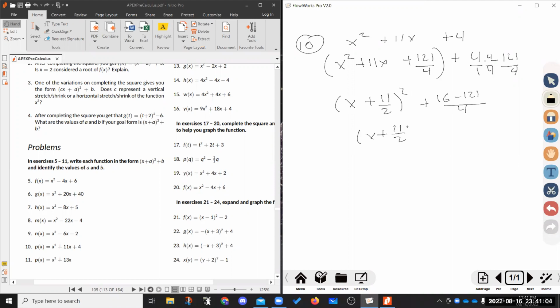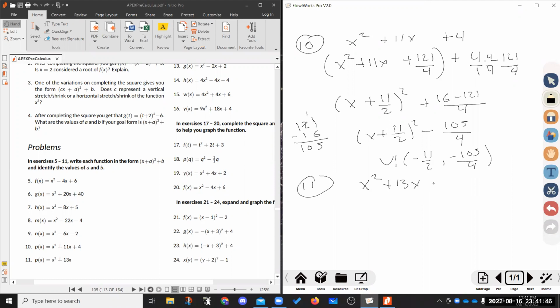x plus 11 halves squared plus 105 negative. So 105 over 4. Let's just check that out, make sure. Yes, that's right. So my vertex is at -11 halves, -105 over 4. Number 11, P of x is equal to x squared plus 13x.